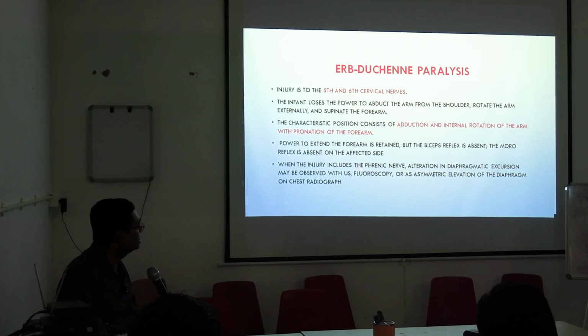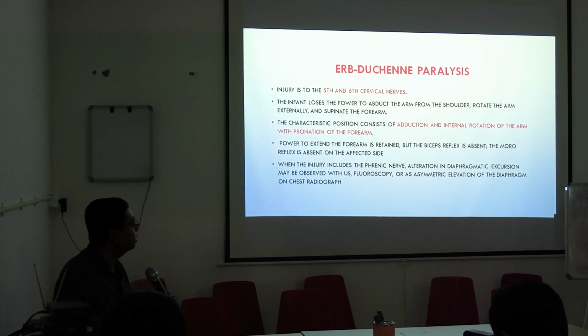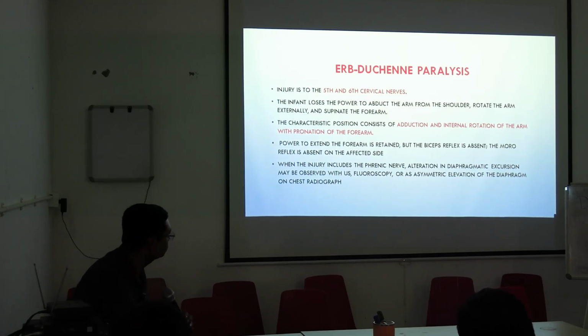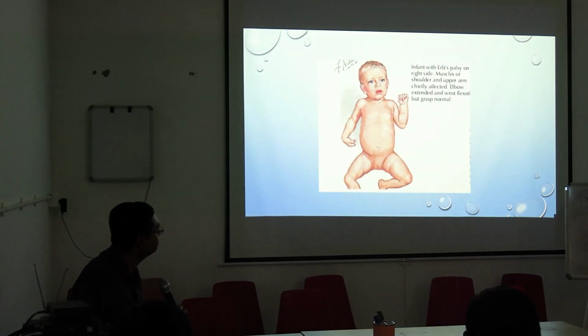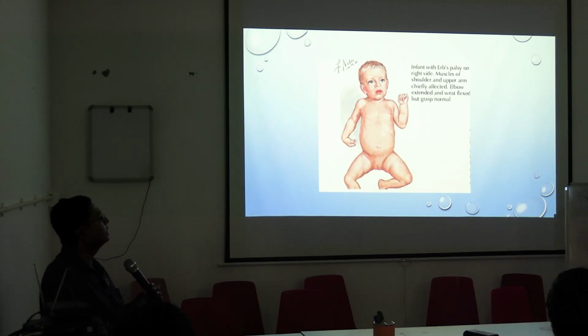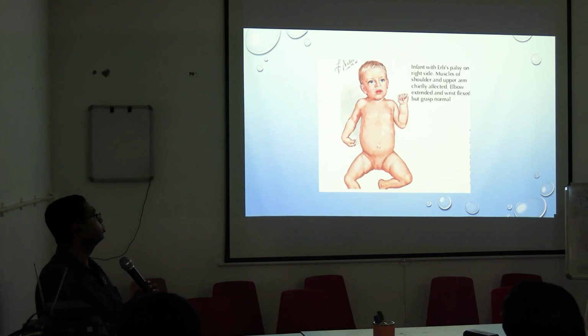When the injury includes the phrenic nerve, alteration in the diaphragmatic excursion may be observed, and there may be asymmetrical elevation of the diaphragm on chest radiography. So it is the picture. So look at this hand. Erb's injury কোন সাইডে হয়েছে? Right side. So this is the policeman's tip deformity.